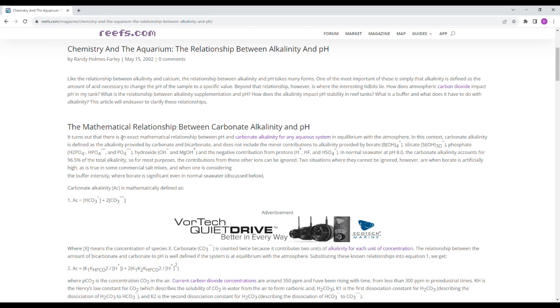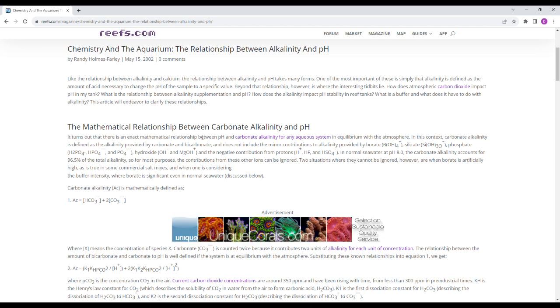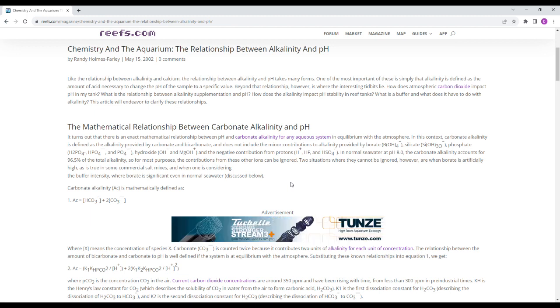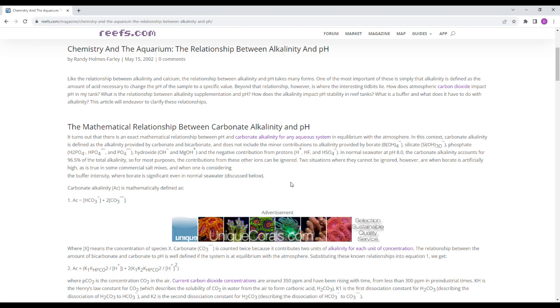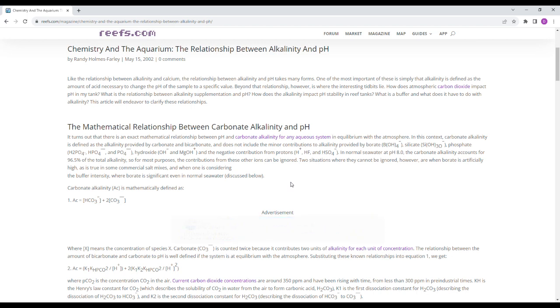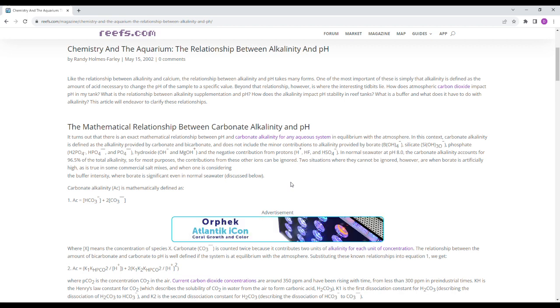It turns out that there is an exact mathematical relationship between pH and carbonate alkalinity for any aqueous system in equilibrium with the atmosphere. In this context, carbonate alkalinity is defined as the alkalinity provided by carbonate and bicarbonate, and does not include the minor contributions to alkalinity provided by borate, silicate, phosphate, hydroxide, and the negative contribution from protons.